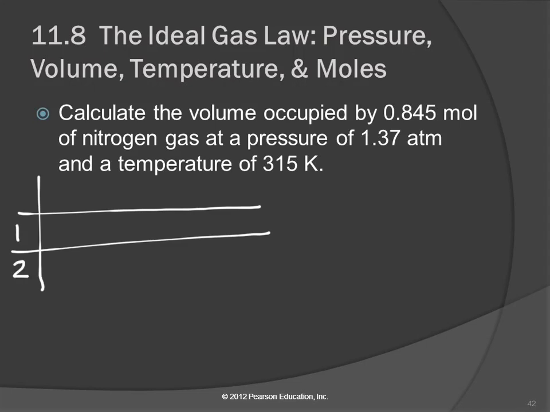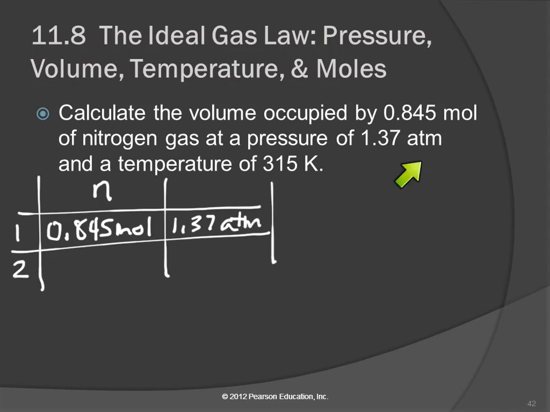First number, we write that in, 0.845 moles. And we ask ourselves, which of those variables is moles? P, V, N, R, or T? It's N, right? Number of moles. The next number we come to is 1.37 atmospheres. Well, atmosphere is a unit of pressure, and it says pressure of, so maybe that's a pressure. I think so.